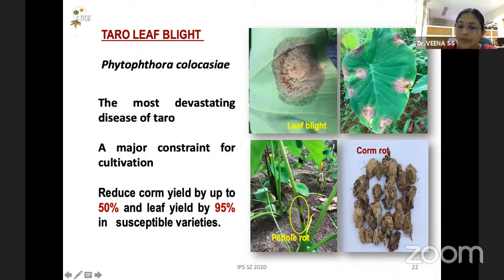There it causes leaf blight. In the petiole also, it will break once it is severely infected. And in the tuber also, it causes damage in the field and in storage. It can cause corm yield loss up to 50% and leaf yield loss by 90%. That much destructive is the pathogen.